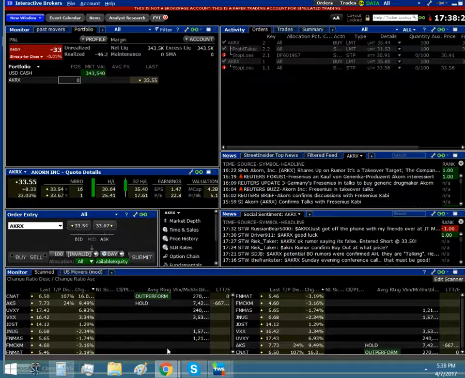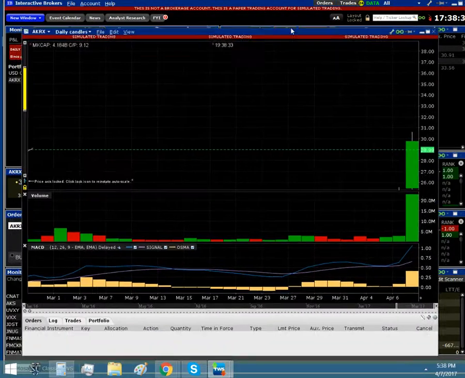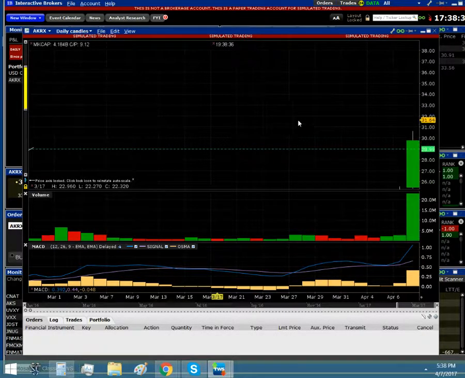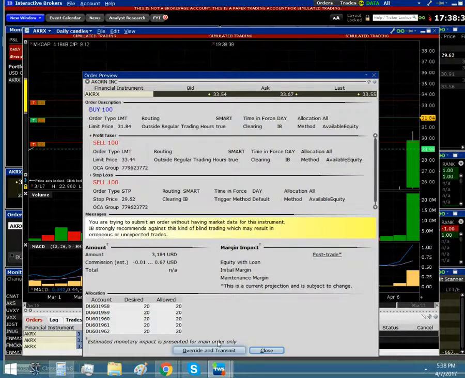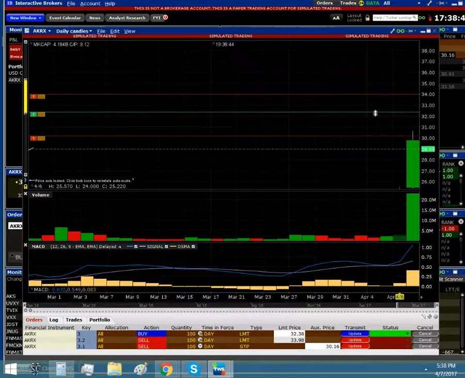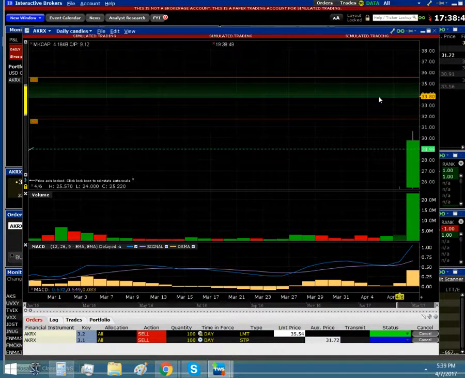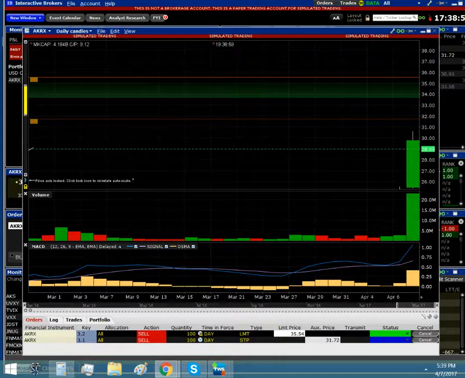Anyway, another problem here. Let's go ahead and put in another order. Transmit. Yes, override and transmit. Okay, so it triggered at this price. That's fine. It seems to be about right, 33.67 or so. This is the current price, 33.67. Yep, that's exactly it. That is the price that we're currently at.